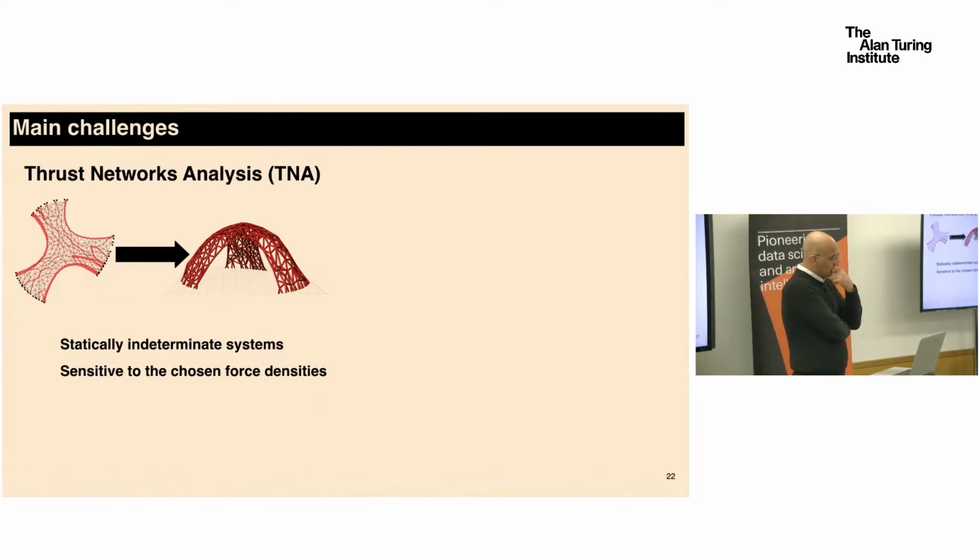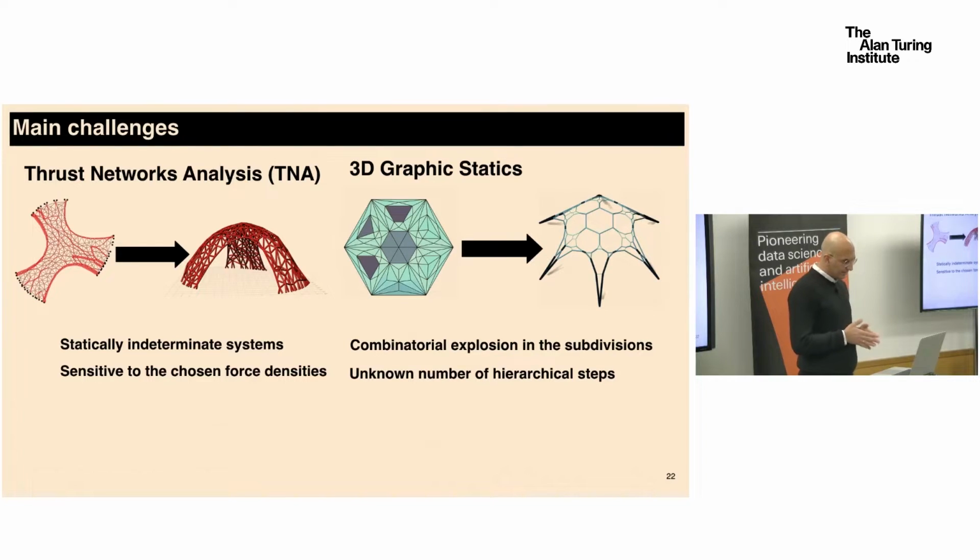In the context of truss network analysis, we have statically indeterminate systems, which are very sensitive to the chosen force densities. So you have a fast method, but you don't know how it works. That's the problem. If you go to 3D graphic statics as an example, you have combinatorial explosion in the subdivisions. So you don't know, for example, how many hierarchical steps you need to subdivide in any of these, for example, faces, where you should stop, and so on, and what are the final effects on the form.